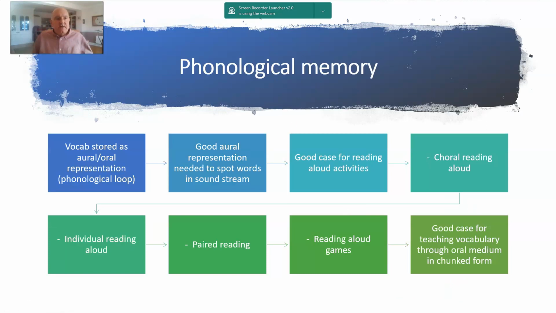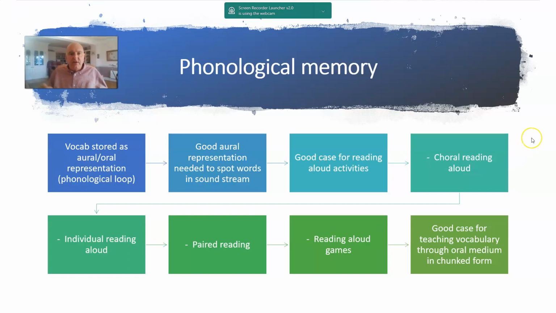In the last session, we talked about the importance of phonological memory within the working memory model, and here we've got a sort of summary here, if I can take you through this. So when we learn vocabulary, it's stored in an oral form, i.e. the sound of words are stored in the phonological loop of working memory, and hopefully then they can pass gradually into our long-term memory, which is where we need them. So we need a good oral representation of words. In other words, we need to be able to imagine how they're pronounced or be able to pronounce them well in order to spot these words in the sound stream.